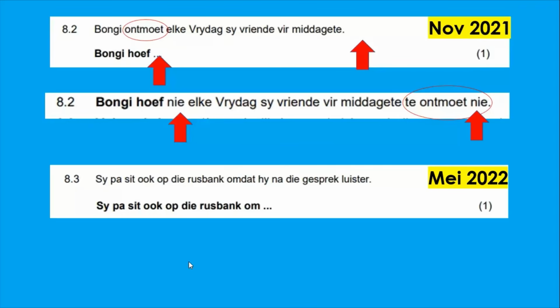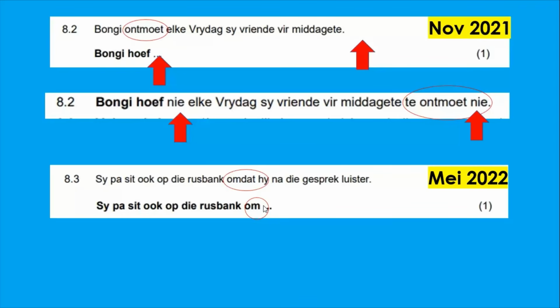Okay, let's have a look at this. This is the only different question that was in all these 4 papers. Let's have a look. Sy pa sit ook op die rusbank omdat hy na die gesprek luister. So initially you think, oh, it's a voegwoord. However, they want us to start with sy pa sit ook op die rusbank om. So it's an om question, an om te question. So what do we do? Number 1, omdat is going to fall away because we replace it with om.